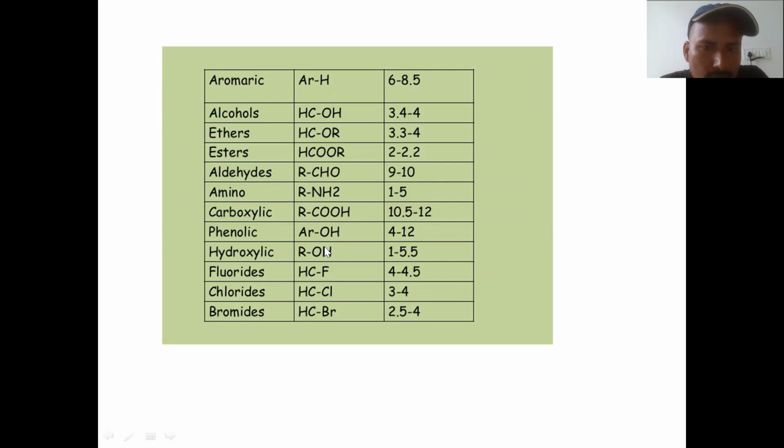Aromatic alcohol appears at 4 to 12. ROH appears at 1 to 5.5. CH-F appears at 4 to 4.5. CH-Cl appears at 3.4. Okay. CH-Br appears at 2.5 to 4.